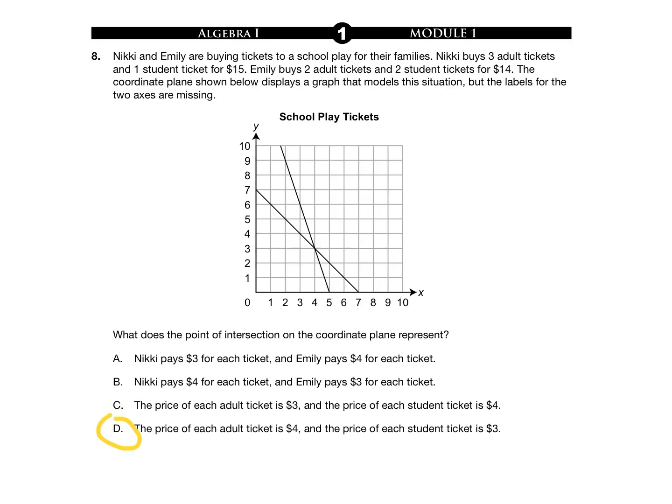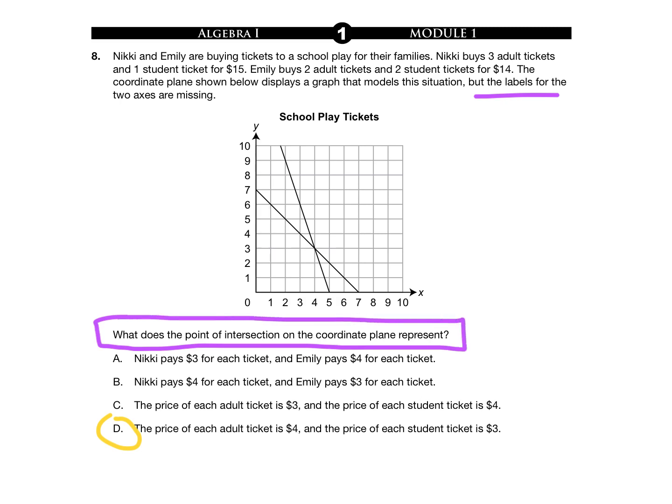Okay, this problem here is a little bit long in terms of reading this scenario and realizing that they gave us a graph showing the solution, but the labels are missing. And when we're looking at this, they're asking, final answers, what does the point of intersection represent? So what does this point right here, (4, 3), actually mean about the school play tickets?